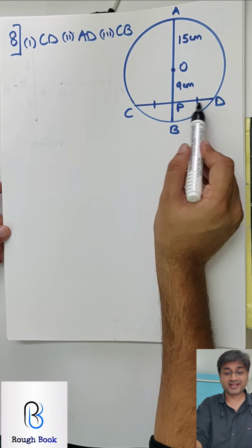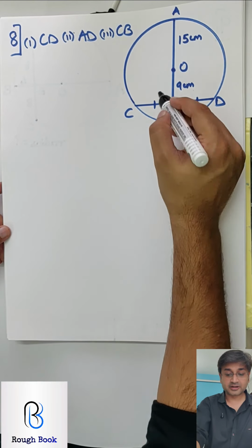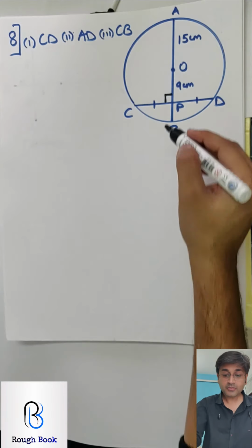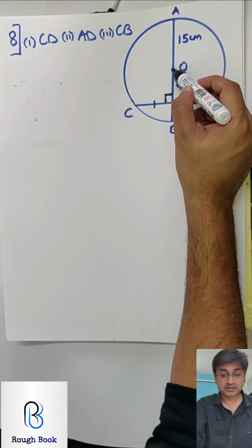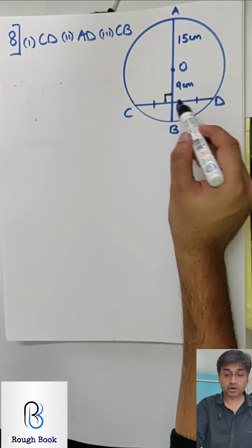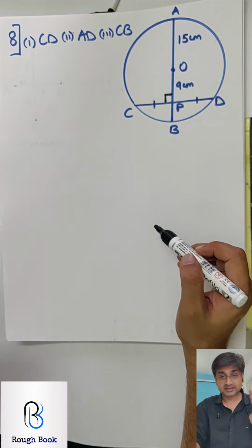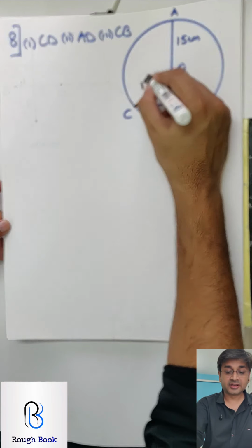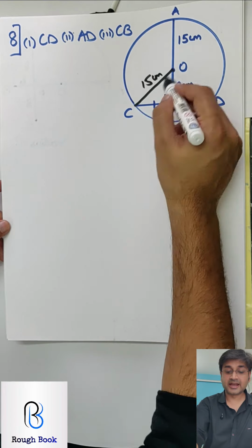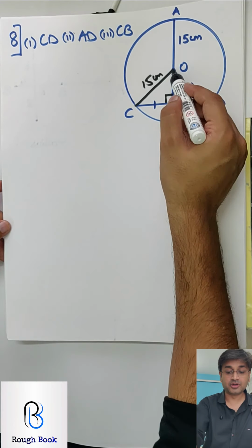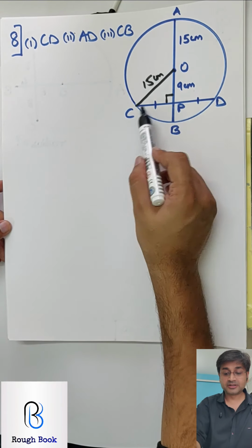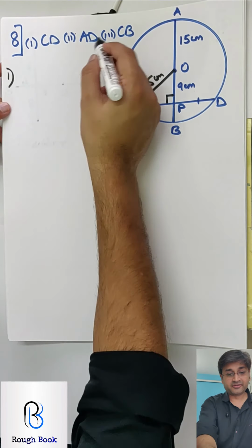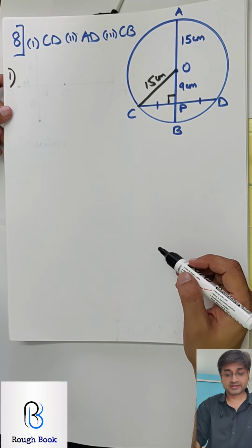They said that this is bisected. If this is bisected, automatically you can say this is 90 with the second property. Line joining the center of the circle and midpoint of the chord is perpendicular to the chord. That's the second property. So we're going to construct OC and we will say OC is 15. This is 9. Apply Pythagoras, get CP because this is radius. Double of CP, you get CD. So come on, let's hit it. Let's get CD first, then we'll talk about the other two parts.